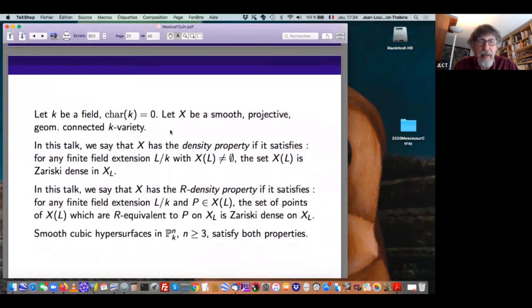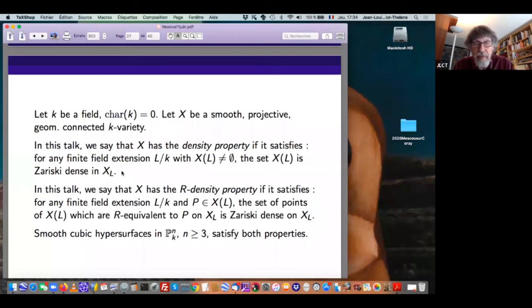Okay, so we say that a variety X has the density property if it satisfies the following thing. For any finite field extension L where it acquires a rational point, the set of L-rational points is Zariski dense in X_L. X_L is X cross_K L. Okay.